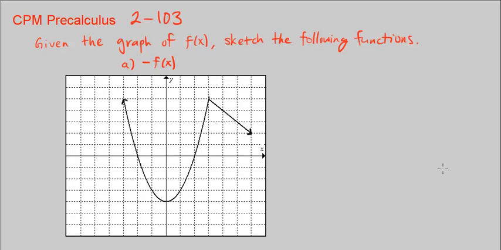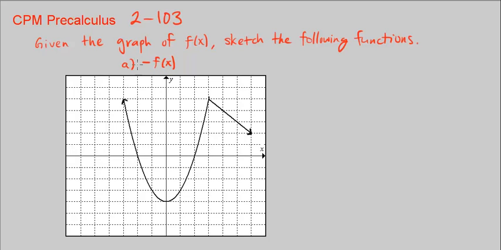This is CPM Precalculus Chapter 2, number 103. So here we're given the graph of f of x. We want to sketch the following functions. So A, we're asked to sketch negative f of x. So what is the transformation that's happening here?